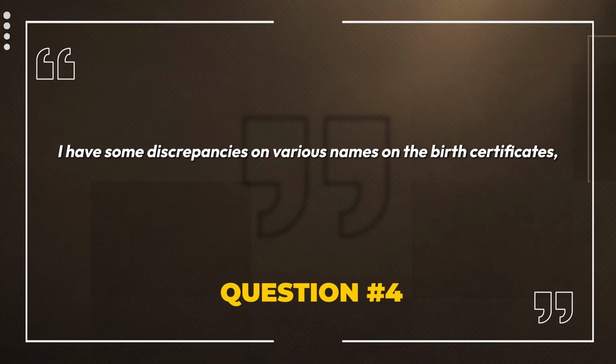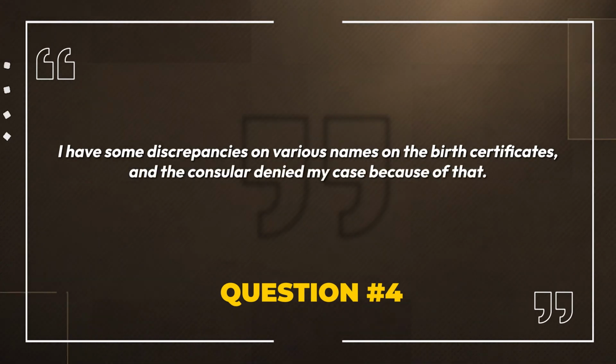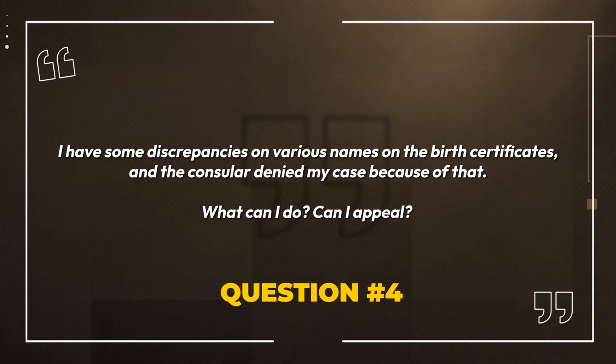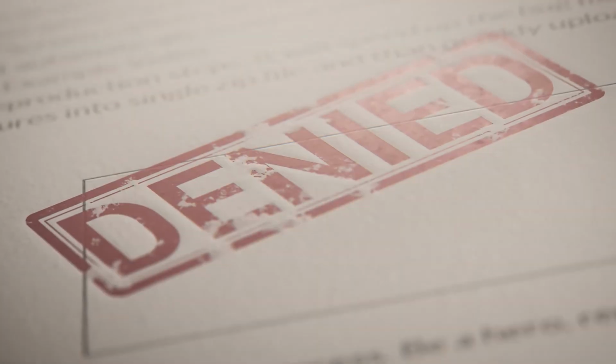Question number 4. I have some discrepancies in various names on the birth certificate and the consulate denied my case because of that. What can I do? Can I appeal? So here we have a case where the applicant decided to file an application himself to the Italian consulate, and the Italian consulate, I cannot say which consulate, denied the case by saying, well, there are some misspellings on the names, so you need to correct all the names. There is no way for us, they said, to be 100% sure that this is the same person.